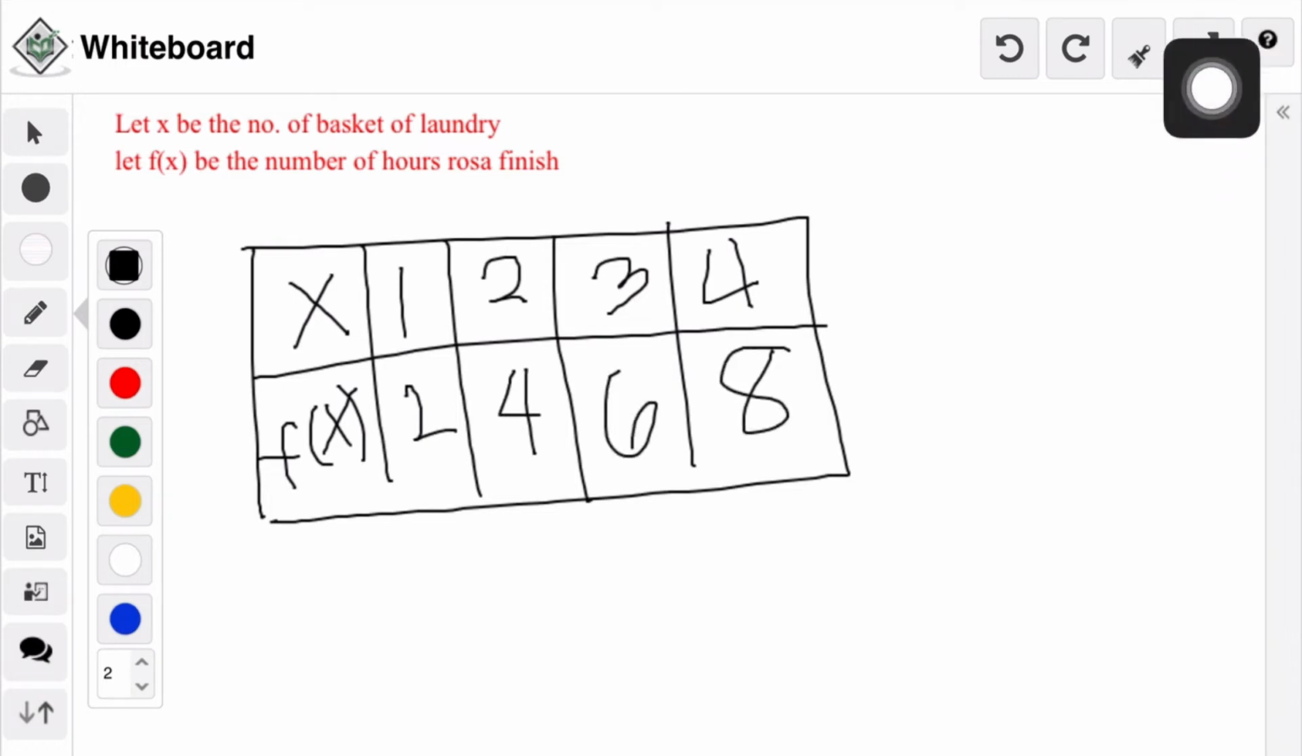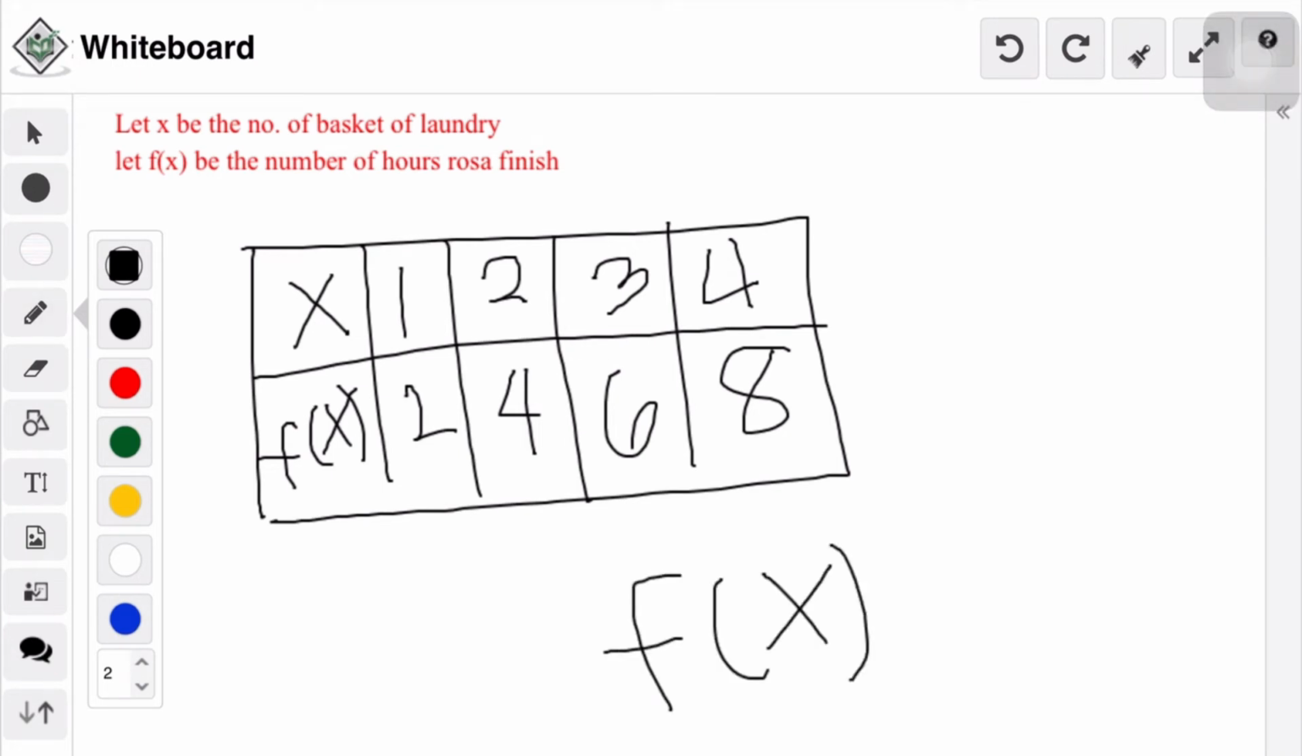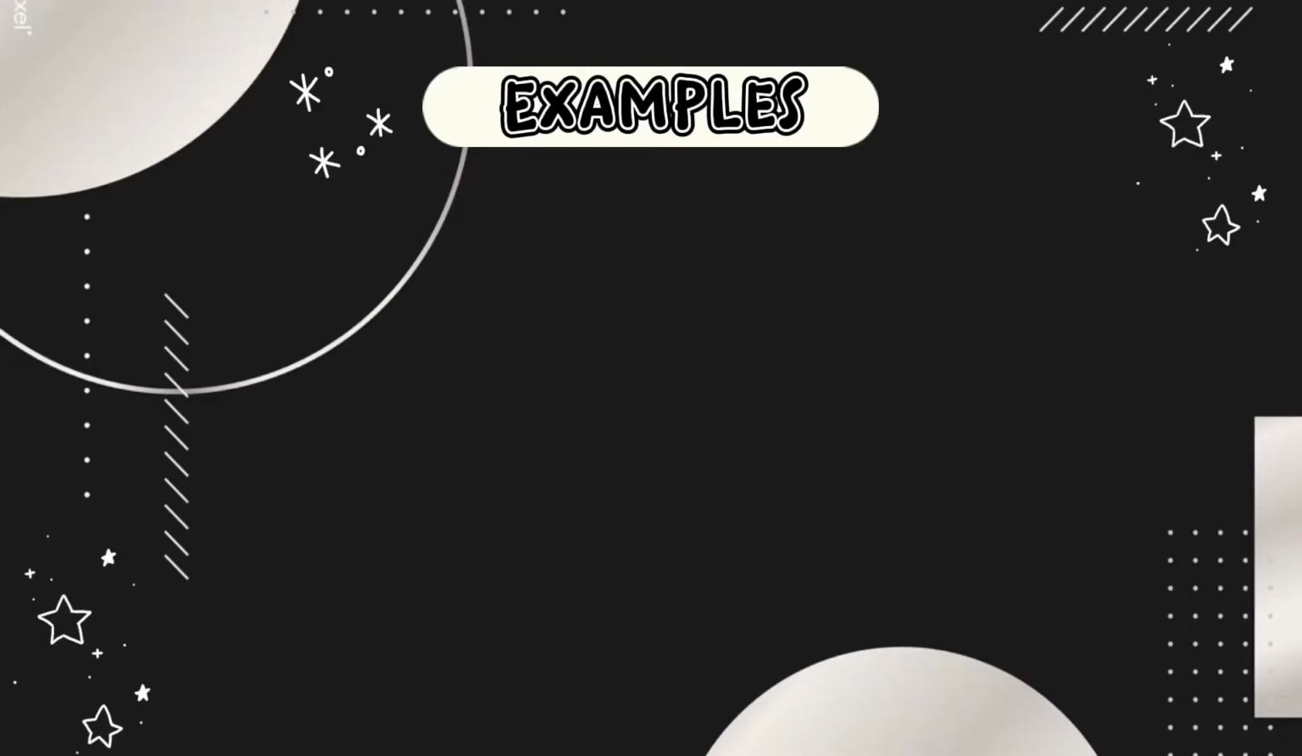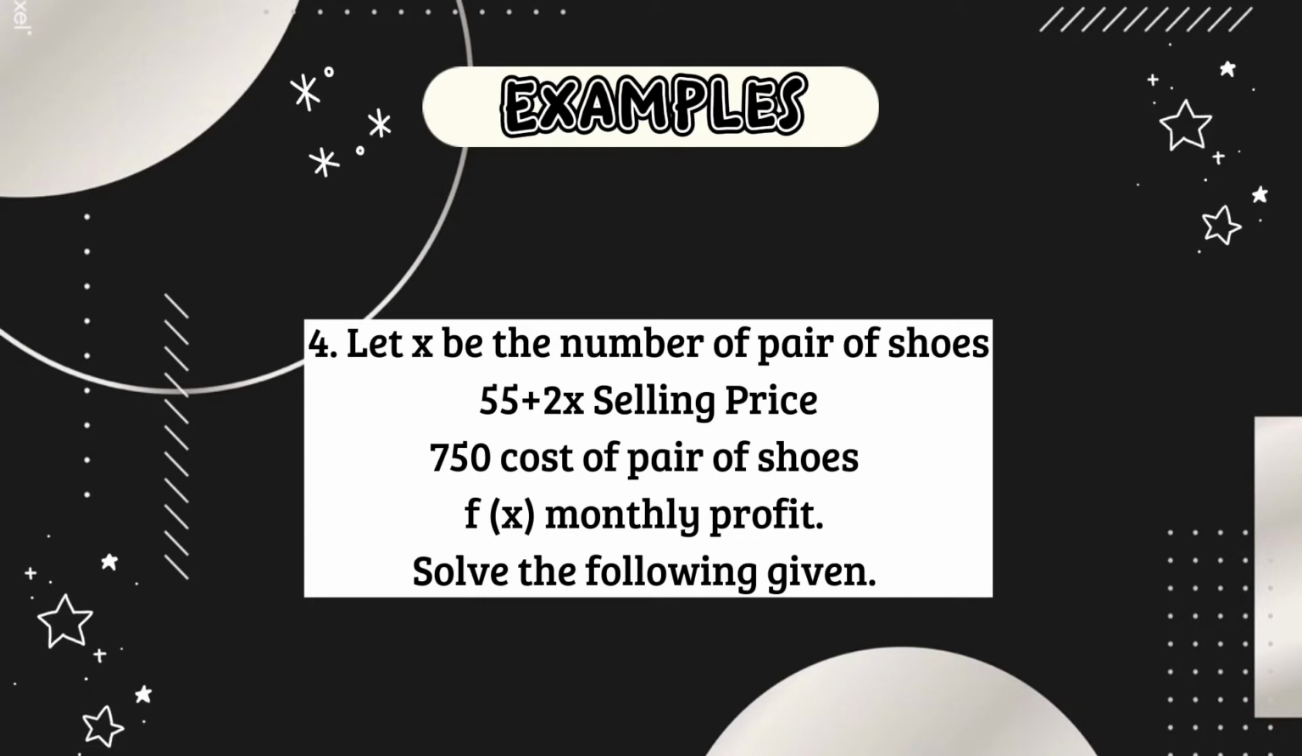Therefore, we will just identify in the problem that f of x, as stated in the problem, Rosa just finished one basket of her laundry in 2 hours. So we will just put f of x is equal to 2x, as she finished the laundry in 2 hours. And that's the answer.